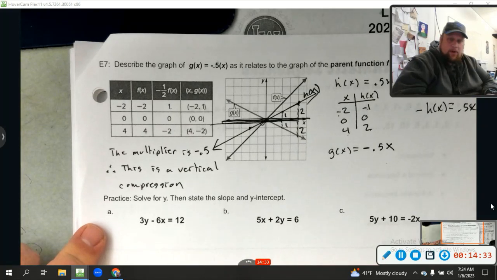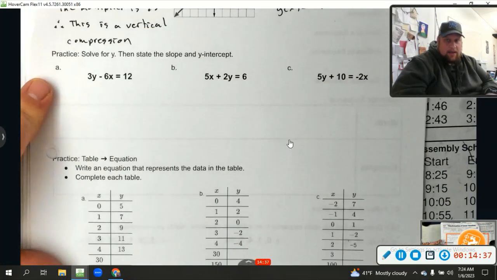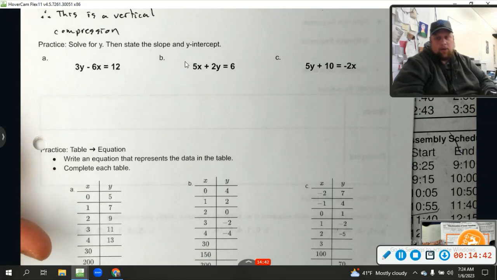So now, let's go ahead and move on. We're going to do a little bit of review. Take a minute, pause this. I want you guys to solve these for y, then state the slope and the y-intercept. Ready, set, go.